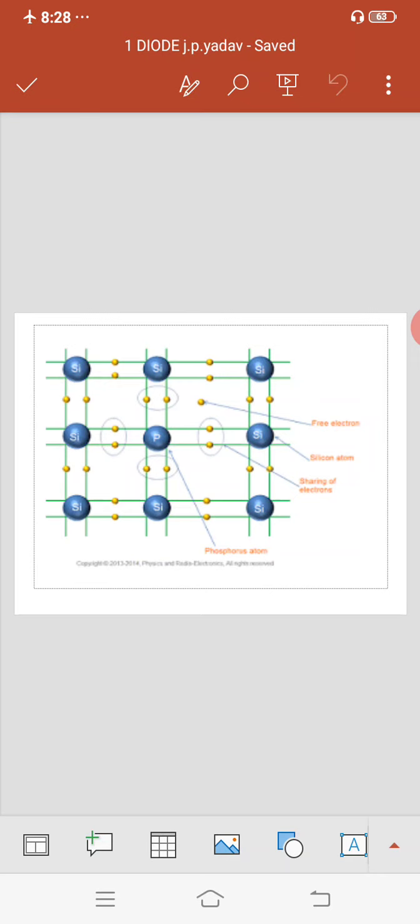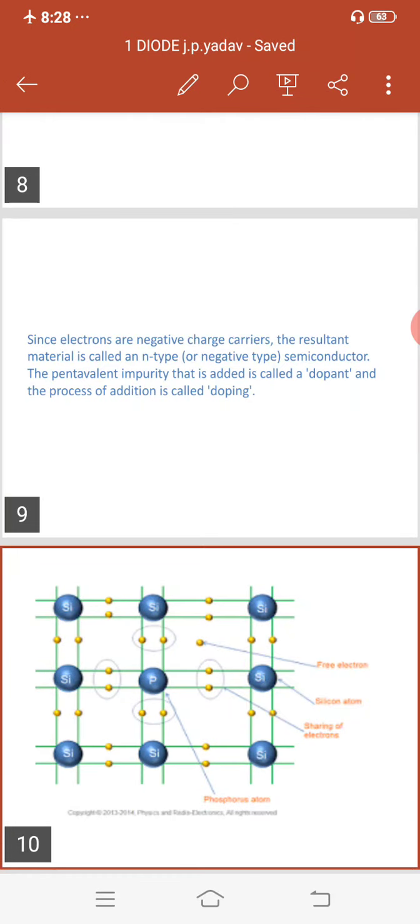We add pentavalent impurities like phosphorus. Phosphorus has 5 electrons in its outer shell. Silicon has 4 electrons in its outer shell. Silicon combines with 4 electrons of phosphorus and completes its bonding, and phosphorus gives a free electron.